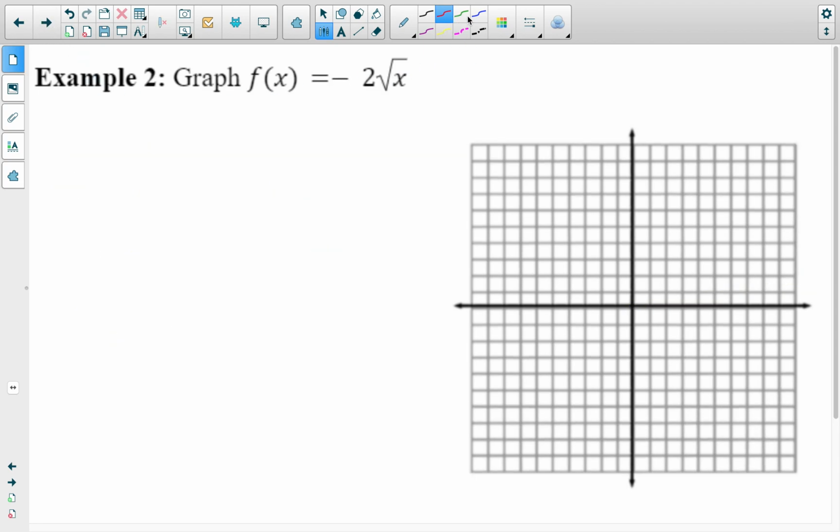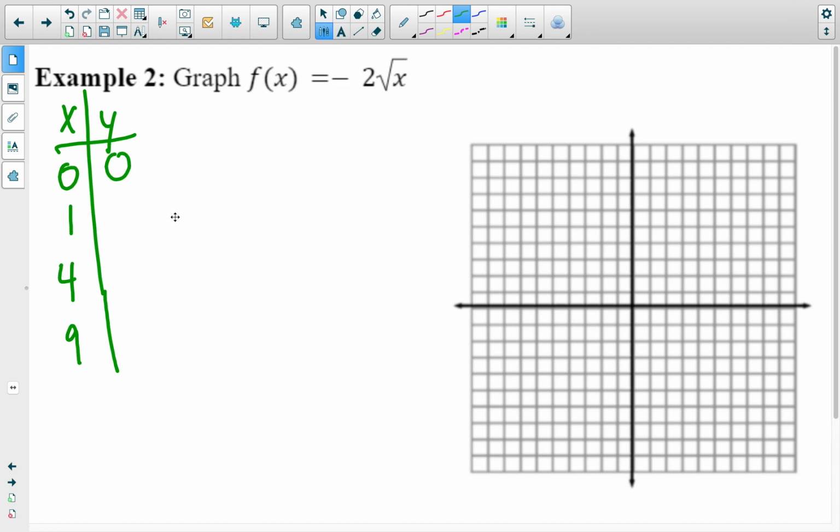Pause the video, try making this table. All right, hopefully your table looks something like this: 0, 1, 4, 9. You're welcome to plug in values in between these. You're welcome to choose non-perfect squares, but you're just going to have decimals, which is kind of not the most fun when we're trying to plot.